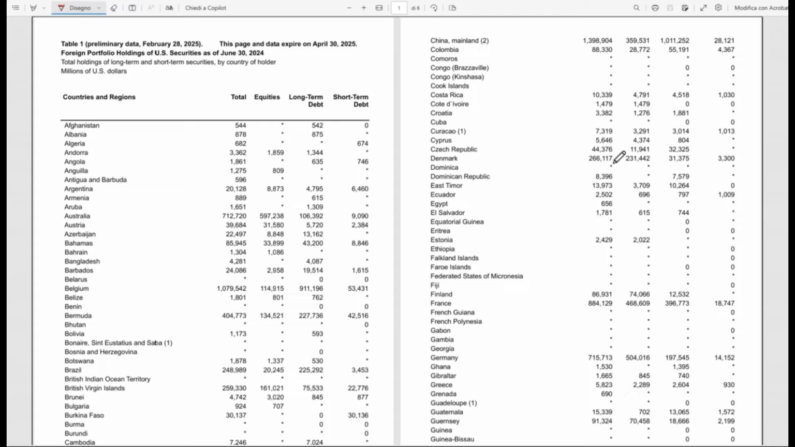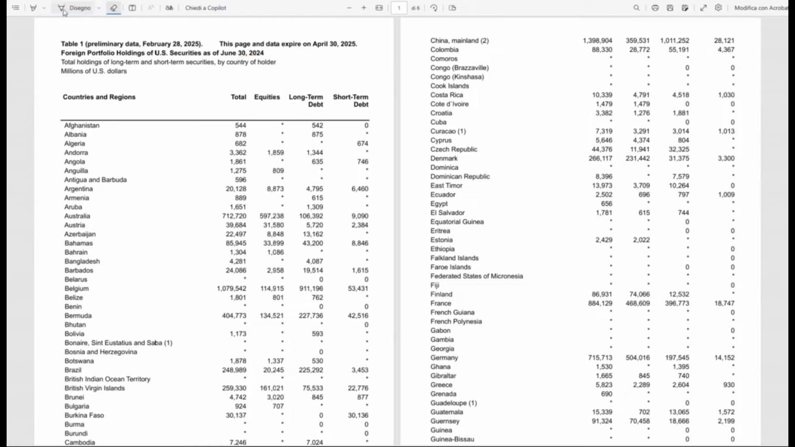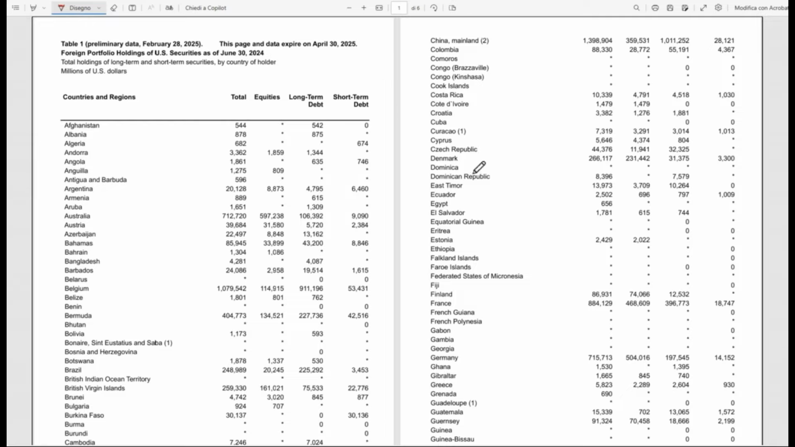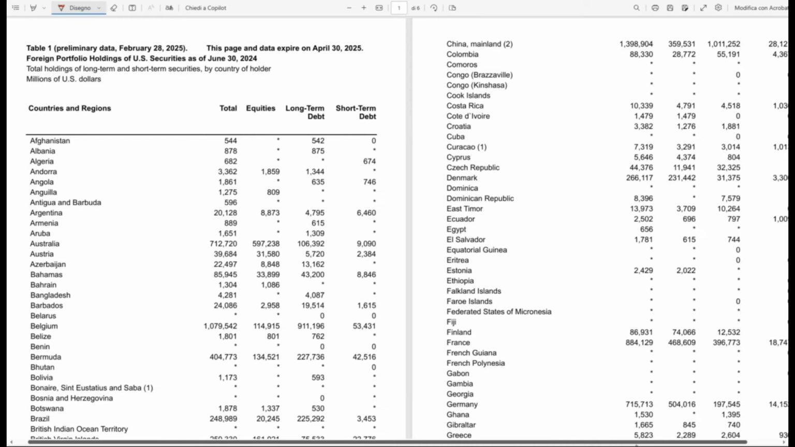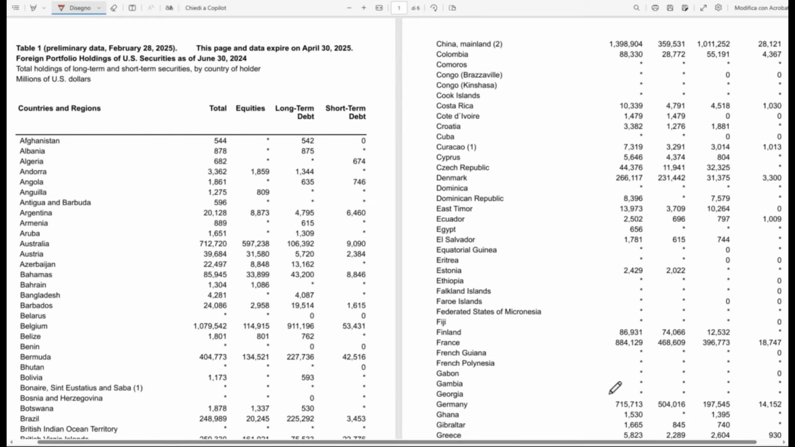On this page we have the official data, dated back to June 2024 and just released in February 2025. As you all can read in English, these are the total holdings of US assets worldwide. You can see there are columns: equities, long-term debt, short-term debt. And the amounts are divided by country or region.